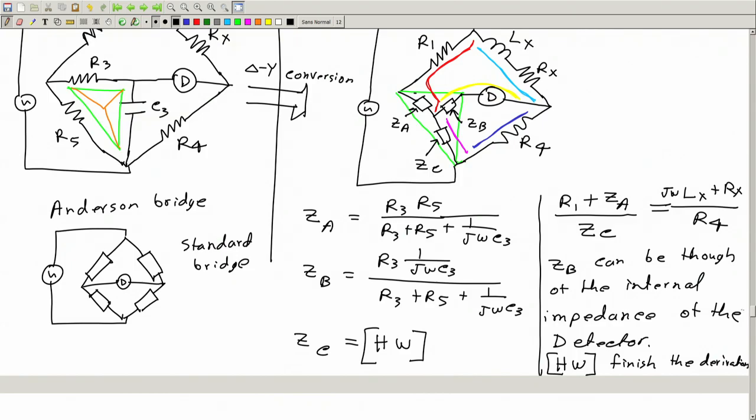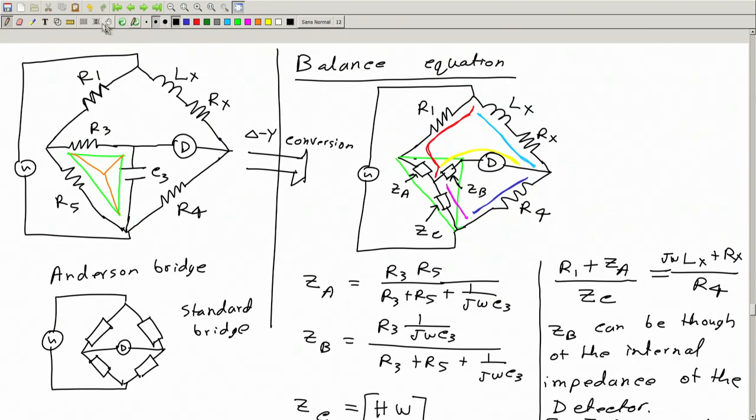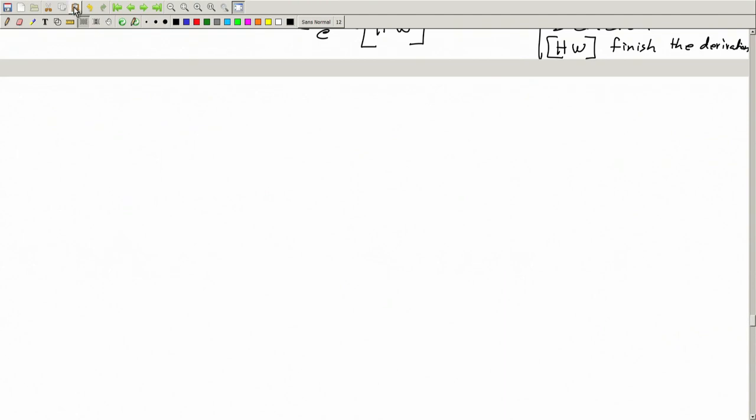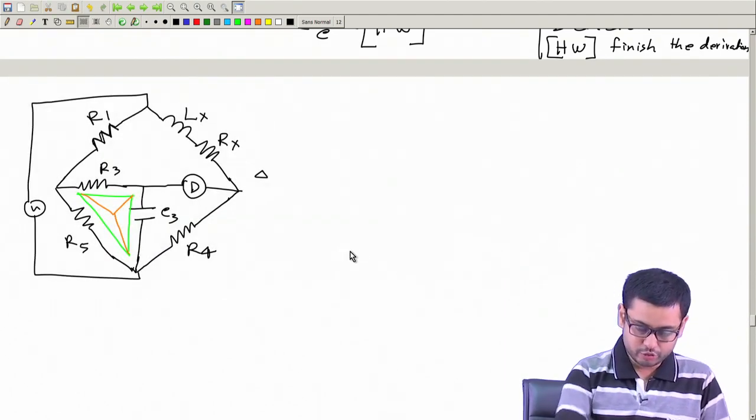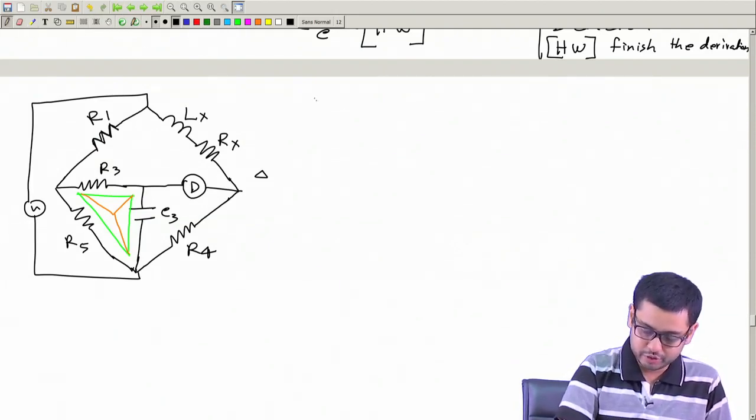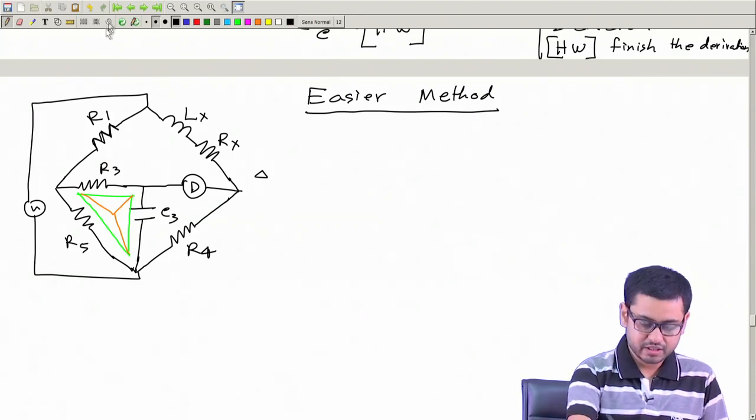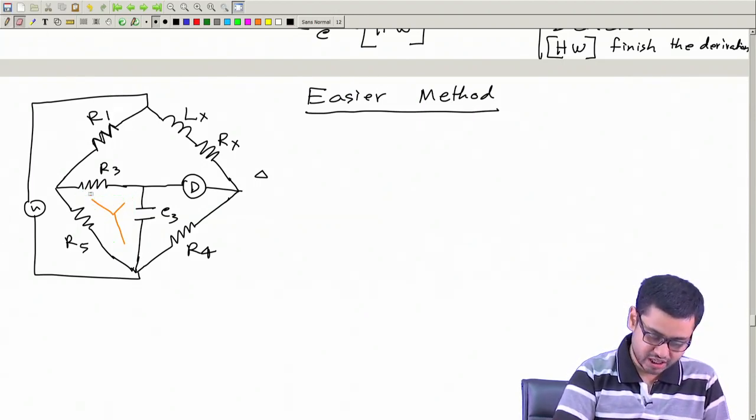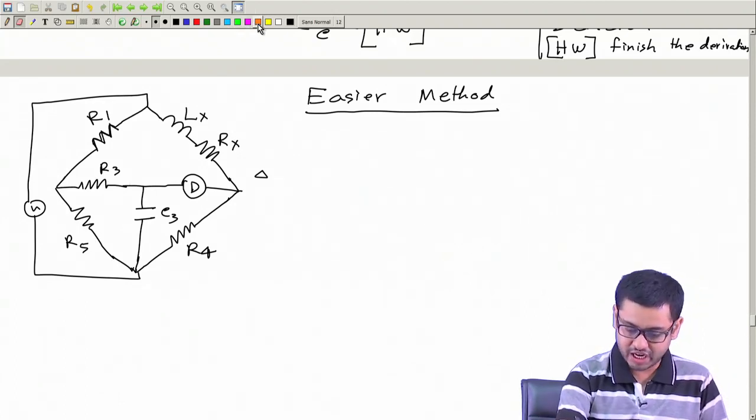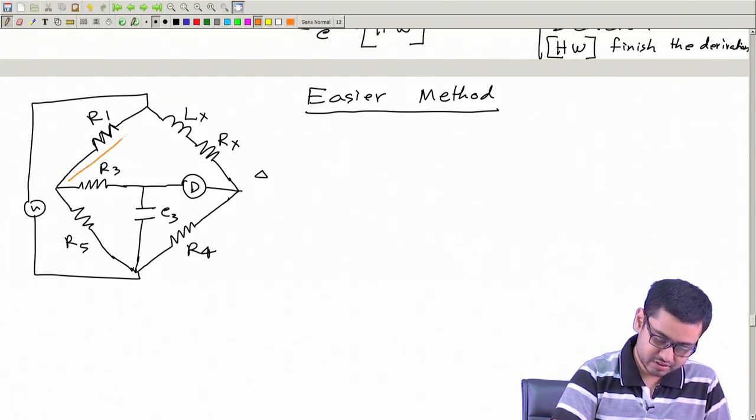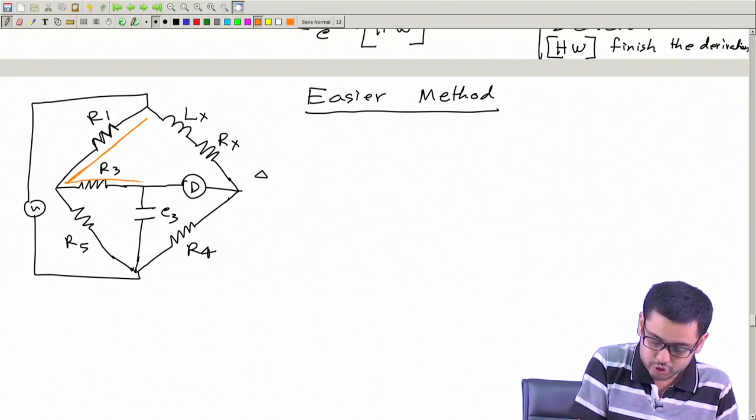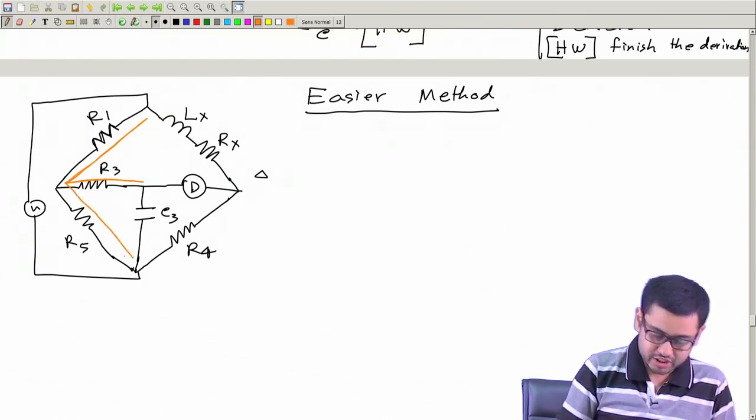Okay. So, I can do it in many ways. Now, I will show you another way of finding this derivation, this balance equation, which will be easier, I feel. We are going to see an easier method where, instead of converting this delta into a star, observe that these 3 arms, 1, 2 and 3, form a star.